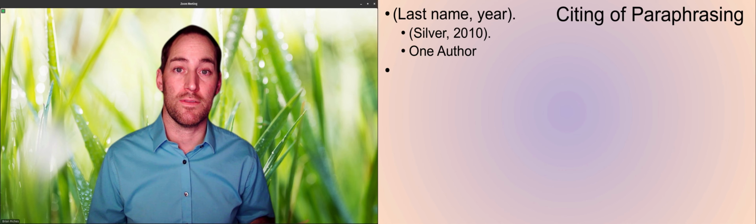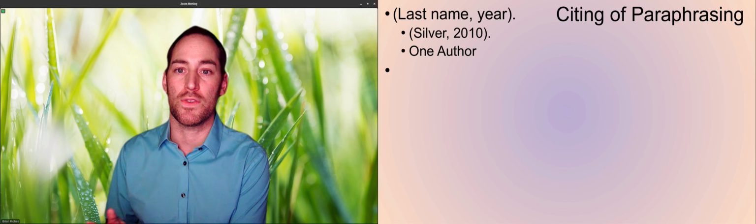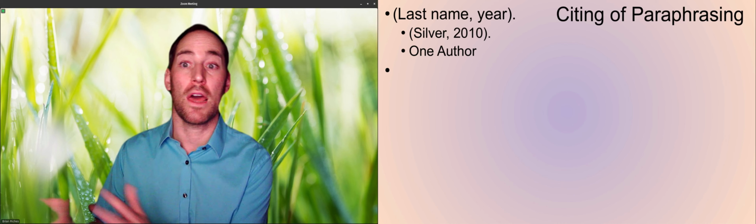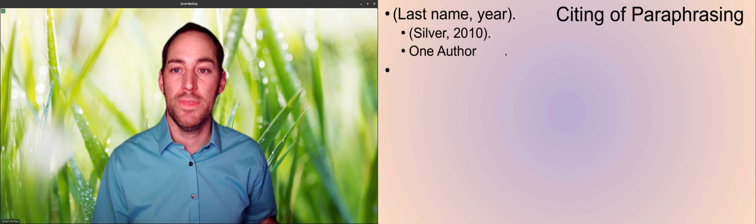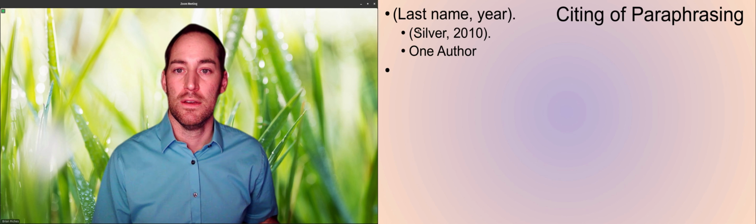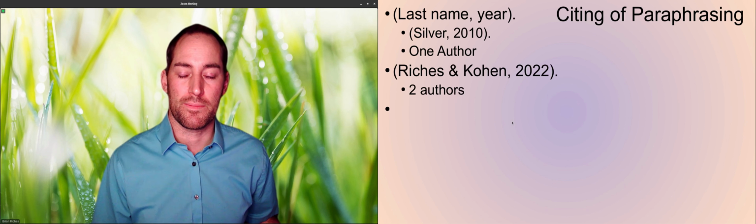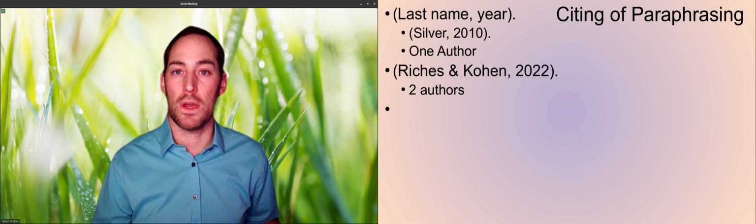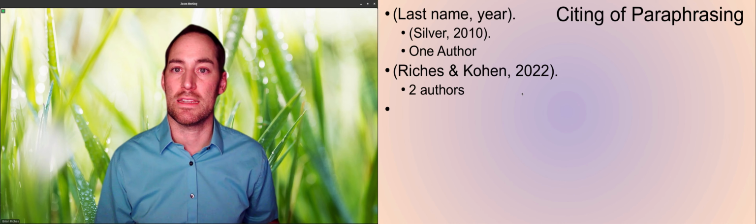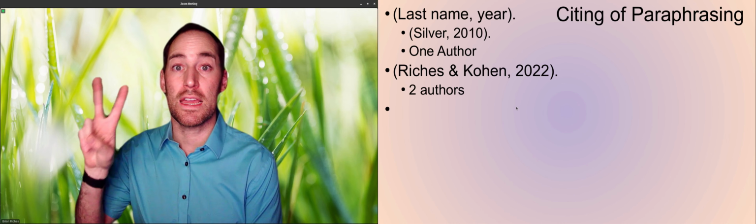I talked about aloe vera mindfulness. I'm not using direct quotes from Silver, but I'm talking about what I learned from Silver about aloe vera mindfulness in my paper. This is how my sentence ends as I describe it. If there's two authors, so if two people wrote the paper, this is what you would see as the in-text citation.